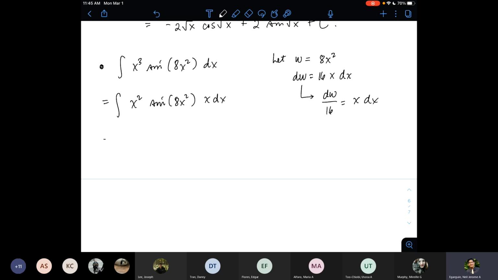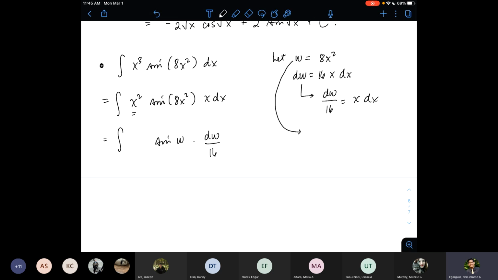All right. So if I do the substitution, I'll have a sine w here, which looks a little bit simpler than before. And then x dx is dw over 16. And then we have an x squared extra here, but if you look back at our u substitution, we see that x squared can be replaced by w over 8. So here I'll have a w over 8 in front. Good.